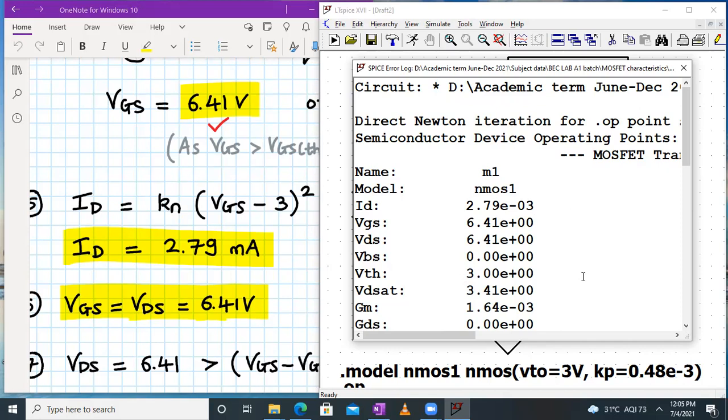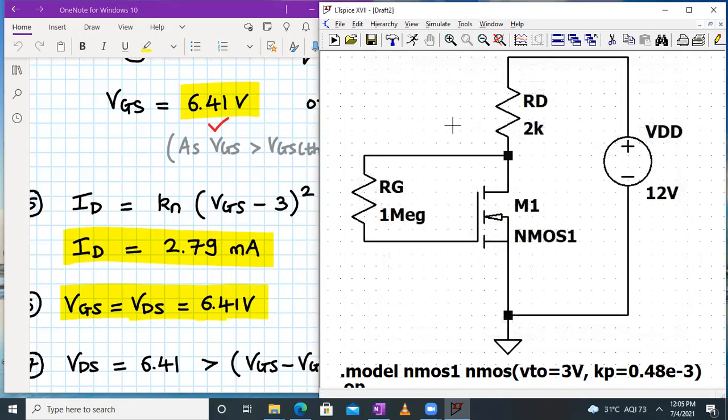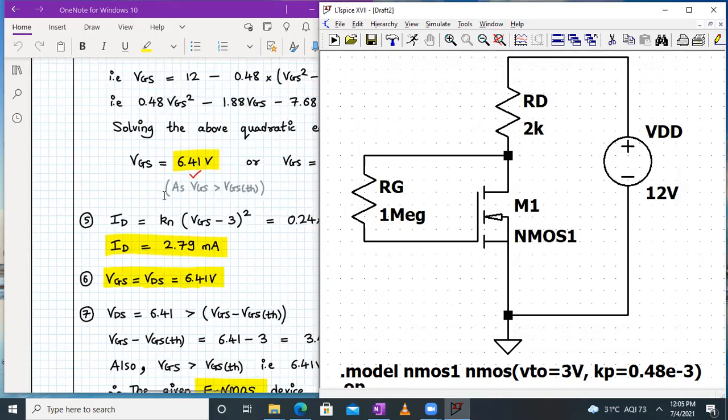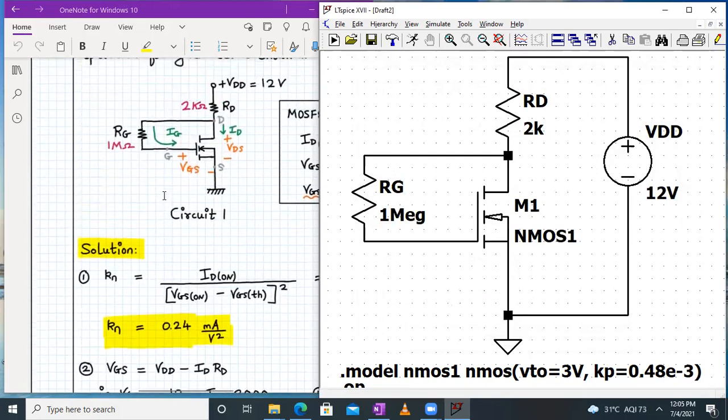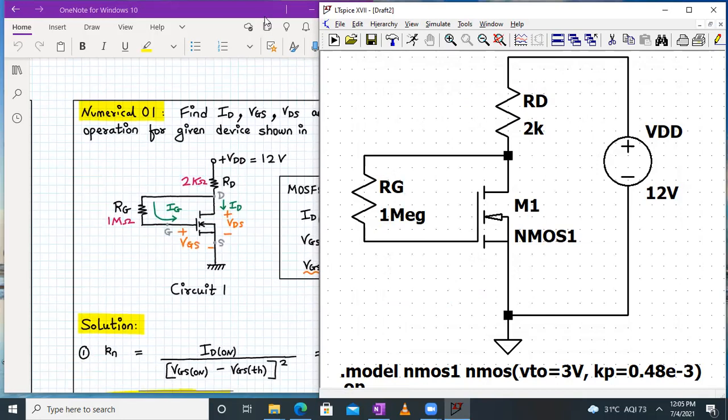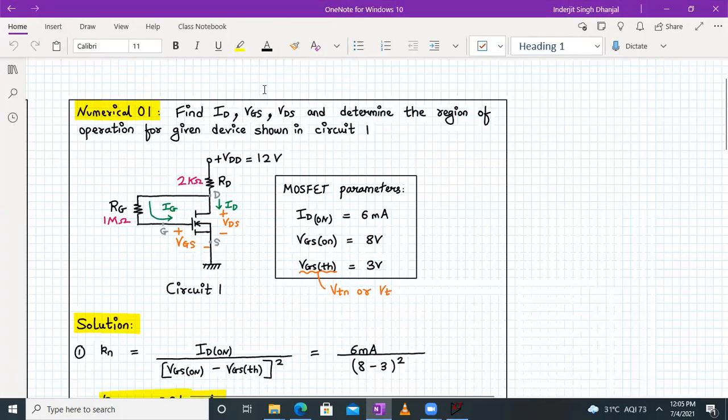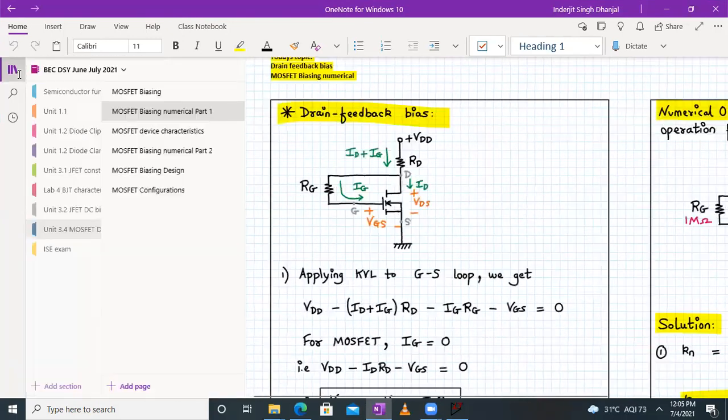Okay. So in this fashion, we can easily determine and verify the values of DC current and voltages in case of your DC biasing circuit. So this is how we can easily do this in LTSpice. So let's move on to the next numericals.